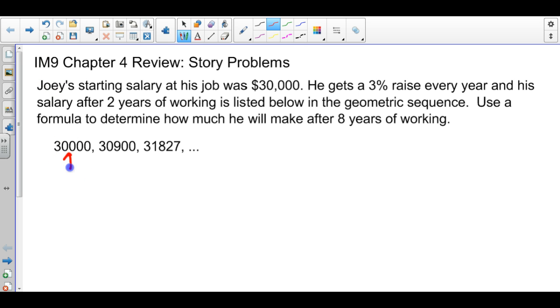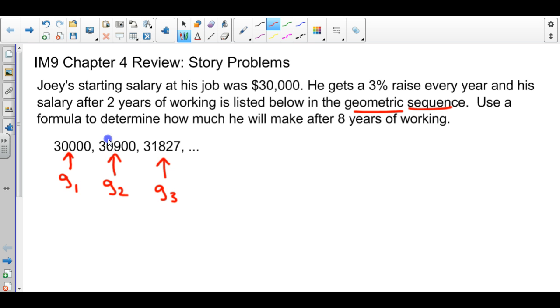So there's his first amount right here, which we're going to call G1. Now this is after 1 year, he makes $30,900, and then he got his raise again. So after 2 full years of working there, he has $31,827.